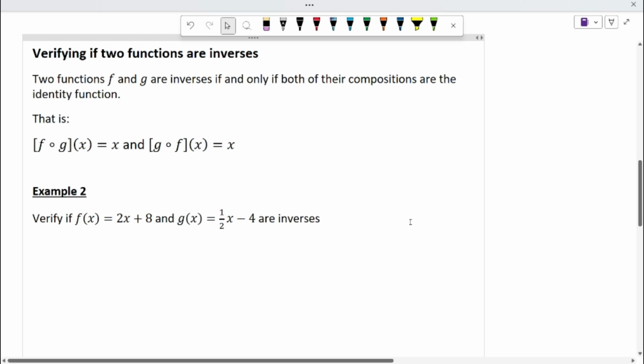So now we're going to verify if two functions are inverses. So the way to do this is, say function 1 is called f and function 2 is called g. Those are inverses if and only if both of their compositions are the identity function. So that is f composite g of x equals x and g composite f of x equals x. This is what this symbol means here. This is composition of functions, composite.